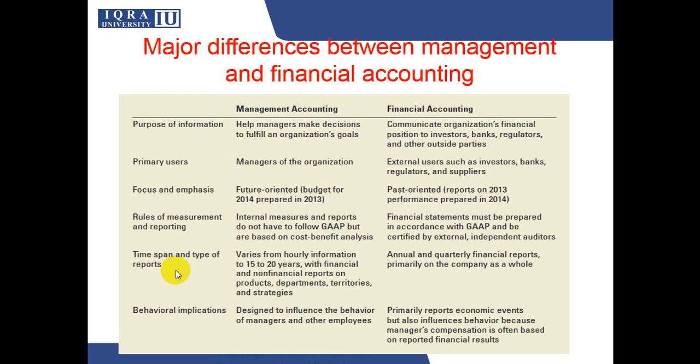Time span and type of reports. It varies from early information to 15 to 20 years, with financial and non-financial reports on products, departments, territories, and strategies. So the time spans used in management accounting start from a short period up to 20 years, right? And the data is financial and non-financial, about products, departments, territories, and strategies. And in financial accounting, there are annual and quarterly financial reports primarily on the company as a whole.